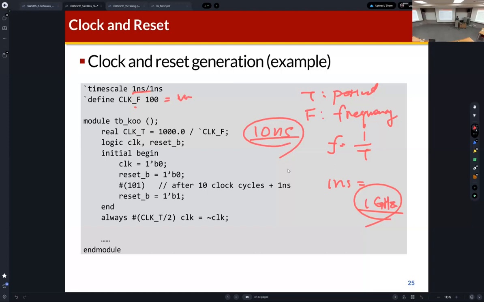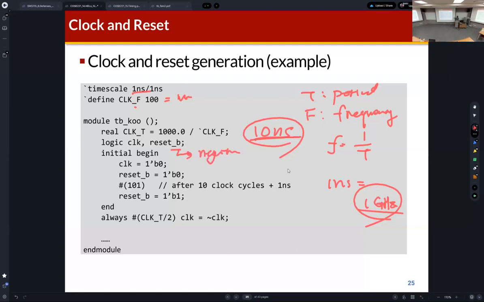But in order to generate the clock signal, we need to define the actual clock period. So the clock period can be calculated from the clock frequency like this, and then you can find the reset underbar B signal. And I also mentioned that underbar B represents the negative signal.